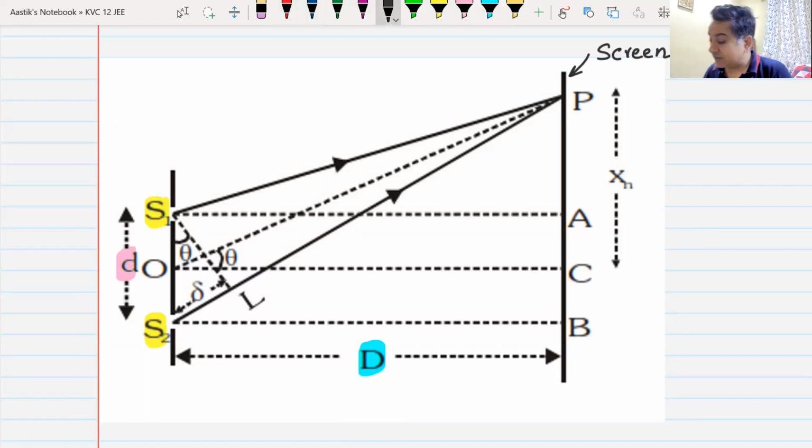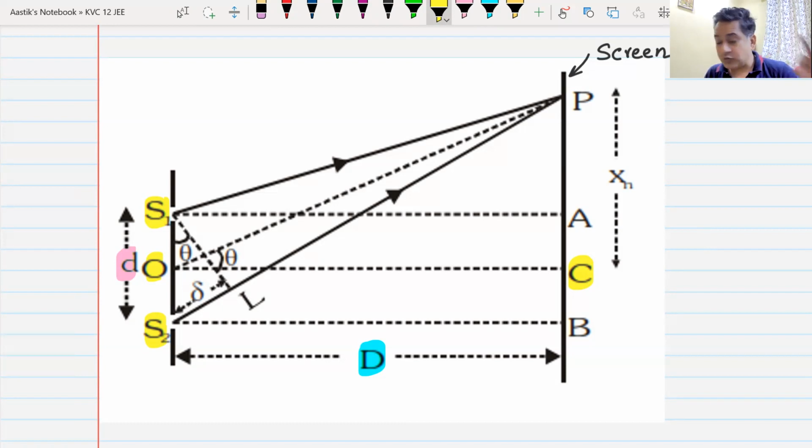Now, this O that you see is the middle point between the two sources. Now, what is going to happen is we need to locate where are your bright fringes and where are your dark fringes. I have drawn this point C. At this point C, we are always going to have the bright fringe, which is known as the central bright fringe. We have covered this, yes or no?